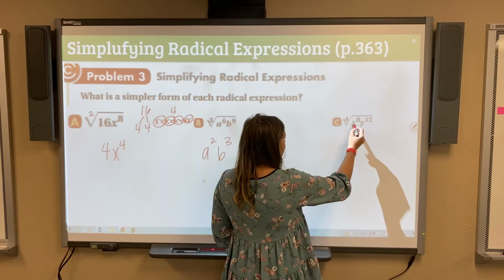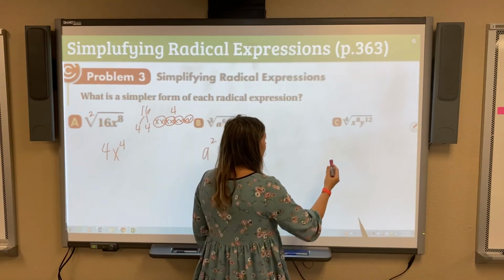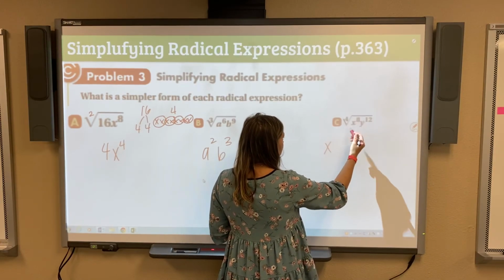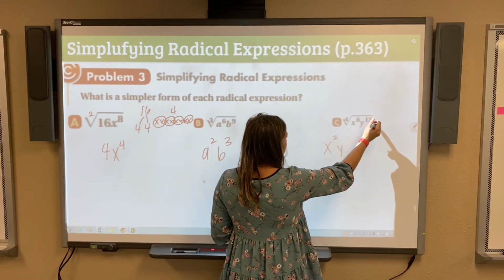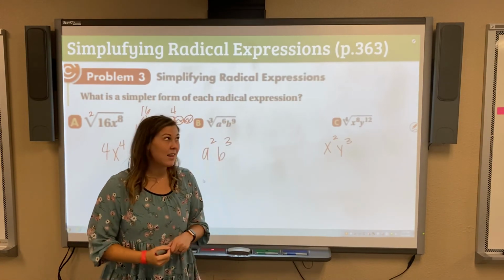Okay, here is the fourth root. So we have x to the 8th and y to the 12th. So instead of writing it all out, we can just say we have x to the 8 divided by 4 would be 2, and then 12 divided by 4 would be 3. Okay? And that is that.